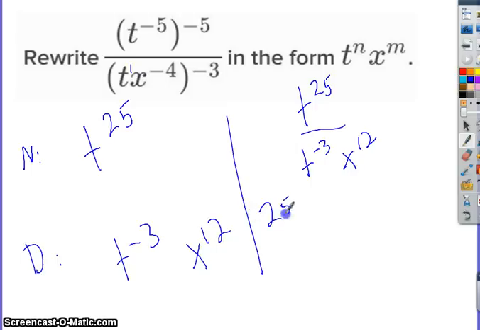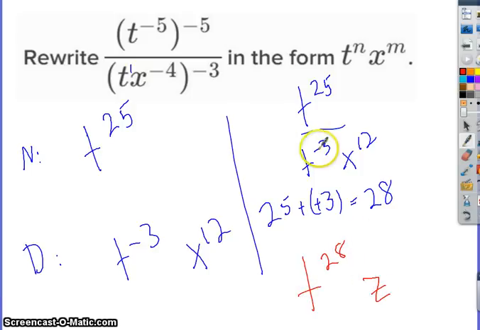The trick here is 25 minus negative 3, because that's negative 3 on the bottom, which is a keep, change, change. Hopefully you're getting used to that. So that's 28 is the exponent on the t. So my final answer is t to the what? T to the 28. 25 minus negative 3. Not z. What am I doing with z? Got z on the brain. X to the, and it's on the denominator.